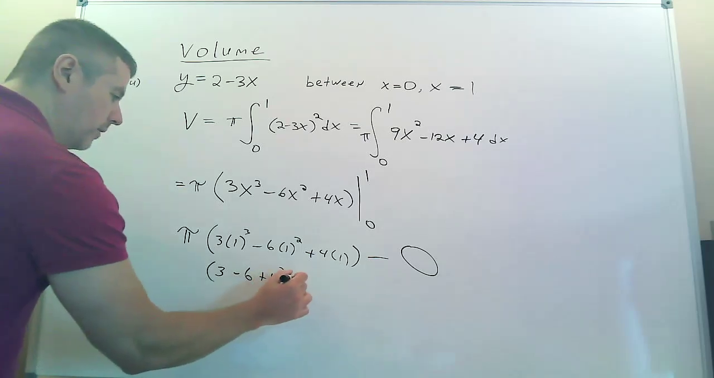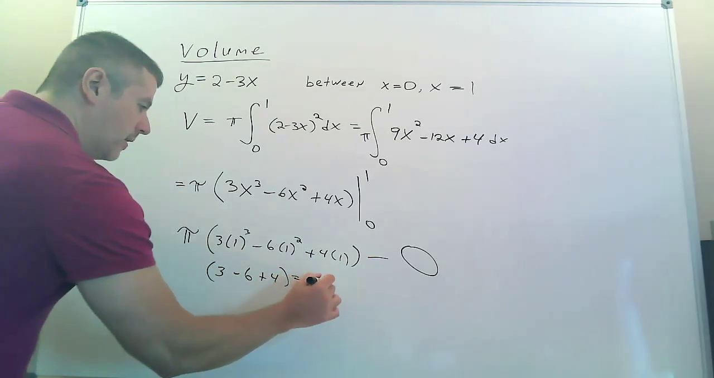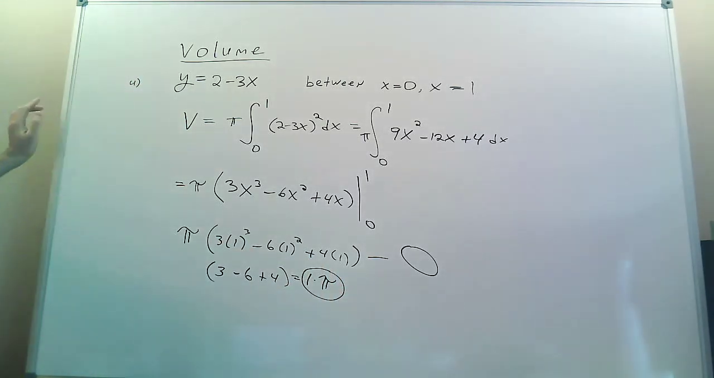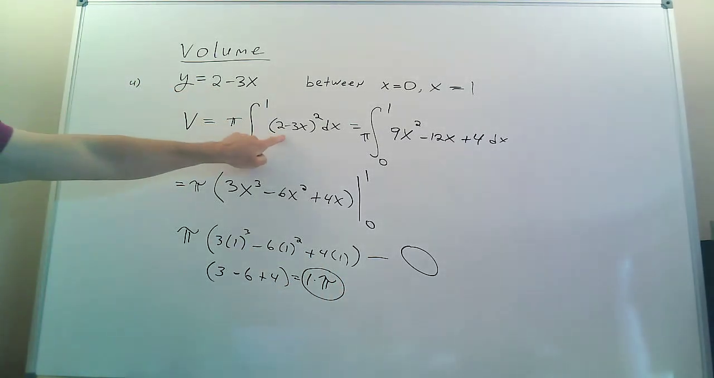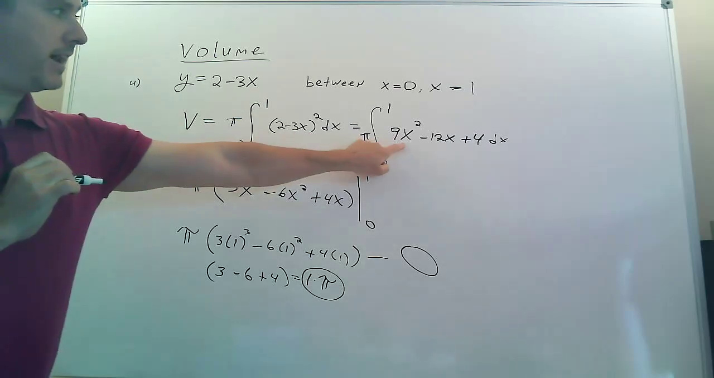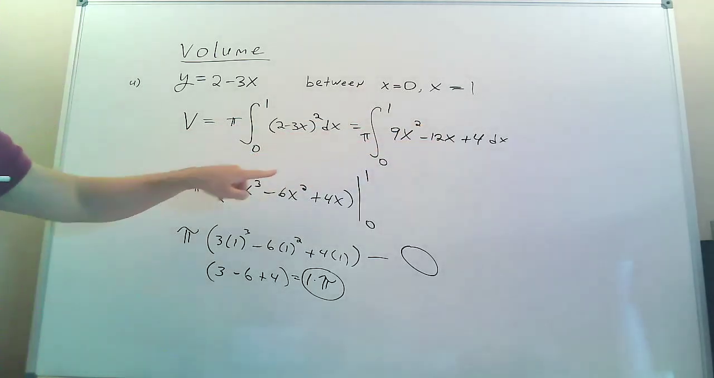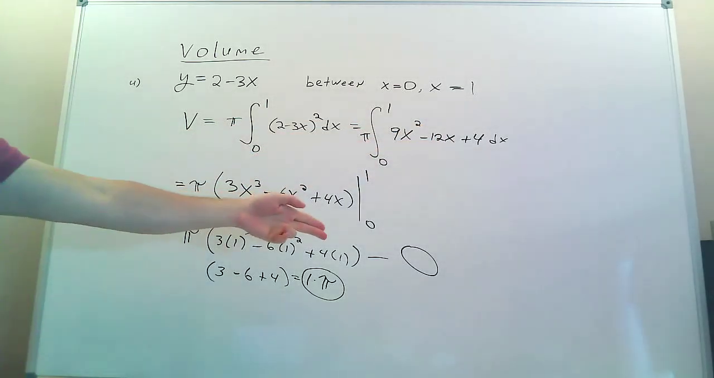7 minus 6 is 1 times the pi. So the volume is just pi. Not that bad. So again, square this. I did it carefully. I did it on the side. I got that. I wrote the powers from highest to lowest. Found the antiderivative. 0 is a joke to plug in.